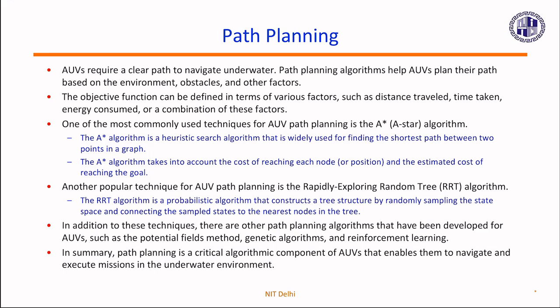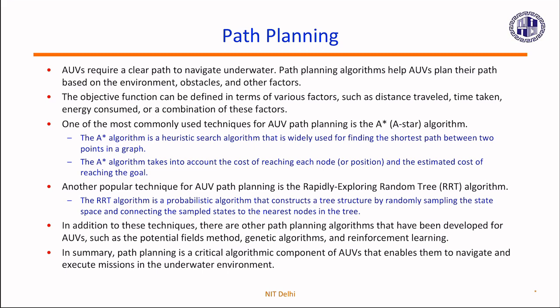Now explaining the path planning algorithm of AUV. The path planning problem of AUVs can be formulated as an optimization problem where the goal is to find a path that minimizes some objective function. The objective function can be defined in terms of various factors such as distance traveled, time taken, energy consumed, or a combination of these factors. The optimization problem can be solved using various techniques such as heuristic algorithms, optimization algorithms, or machine learning algorithms.